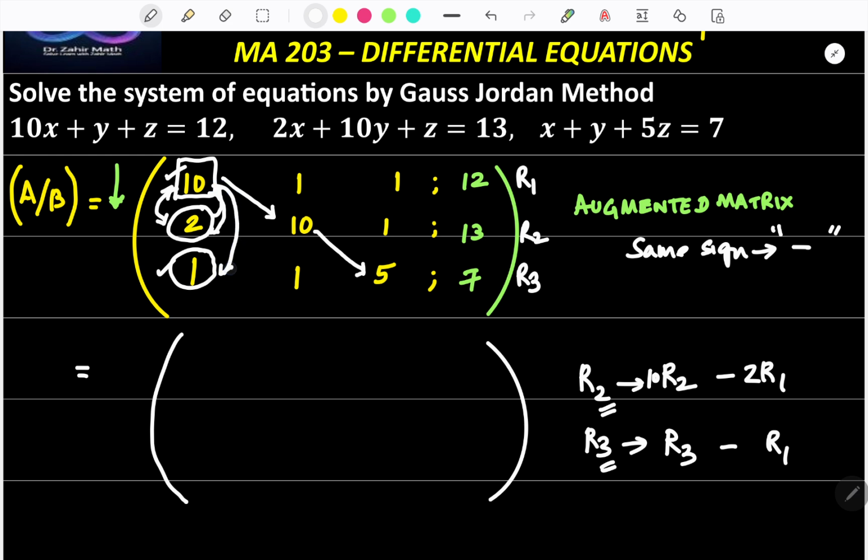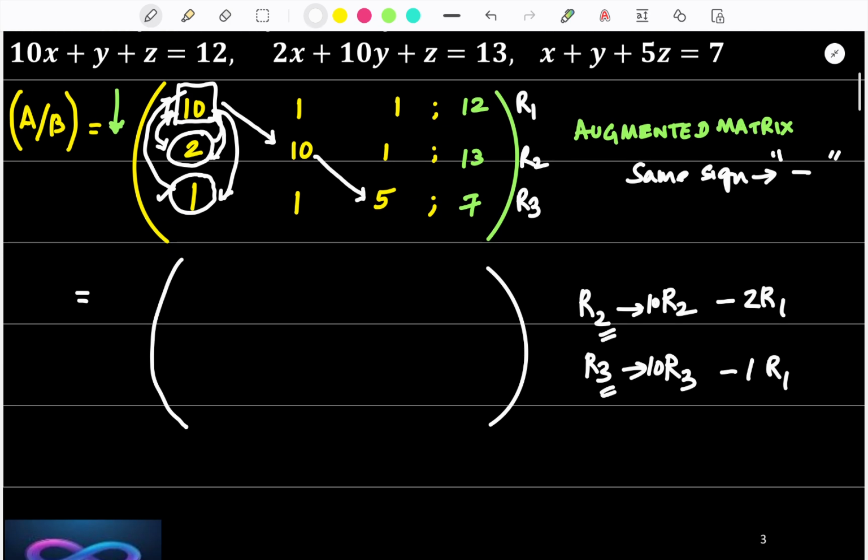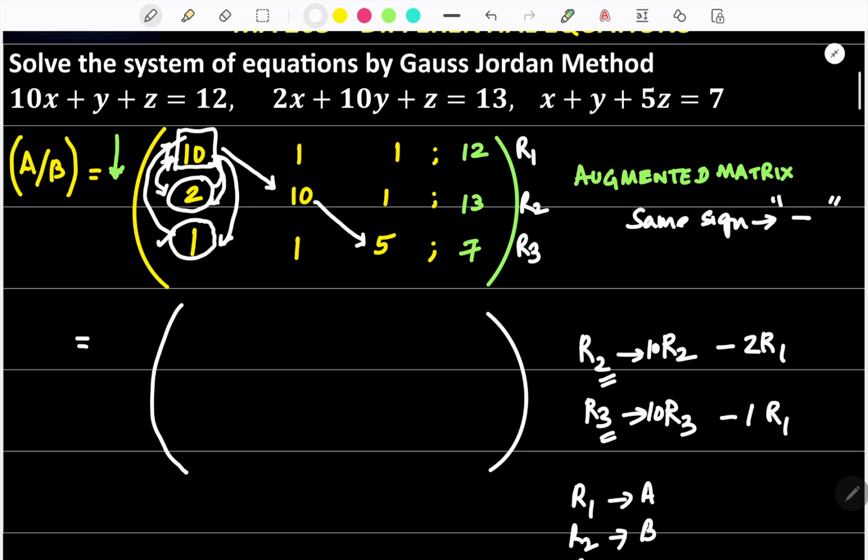Multiply this by 10 and multiply this by 1. It means R3 is multiplied by 10 and R1 is multiplied by 1. Is it clear, everybody? Right. Now what are you going to do in the calculator? Keep in your mind, I'm going to use R1 as A, R2 as B, and R3 as C in the calculator. It means this is your A, this is your B and this is your C, right?